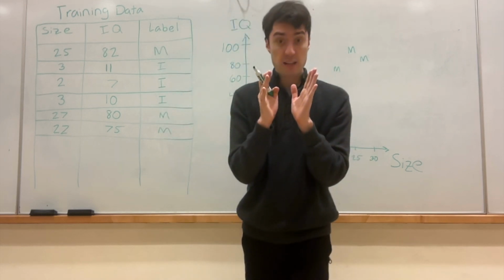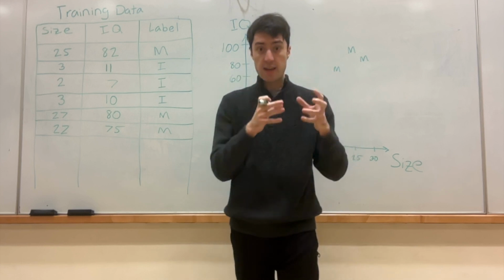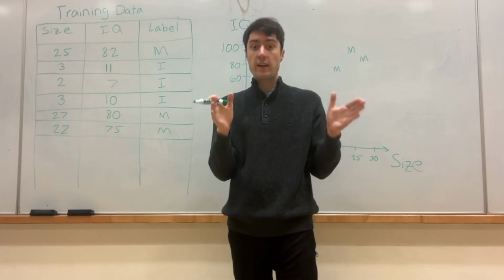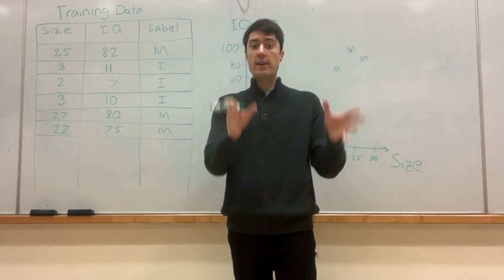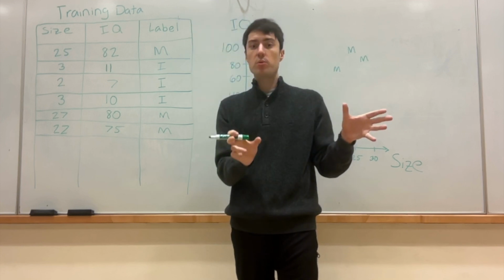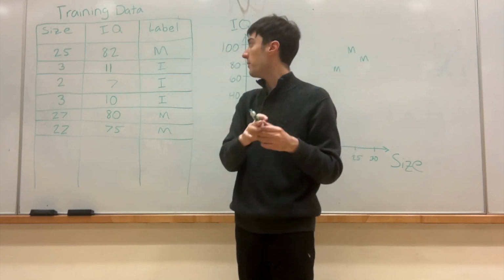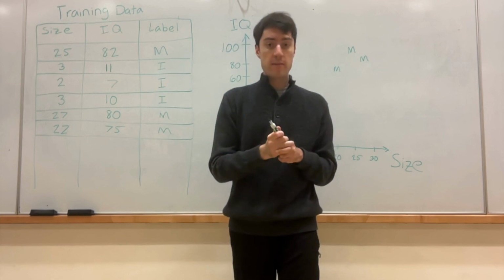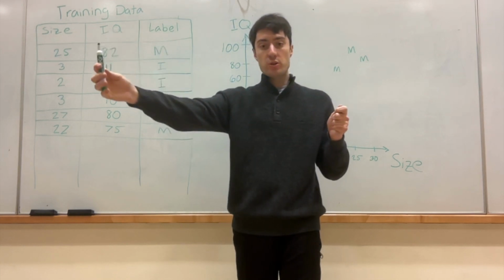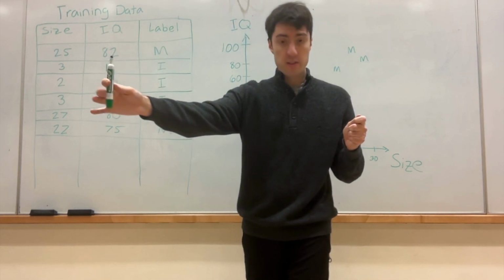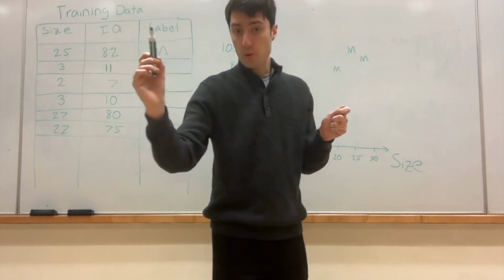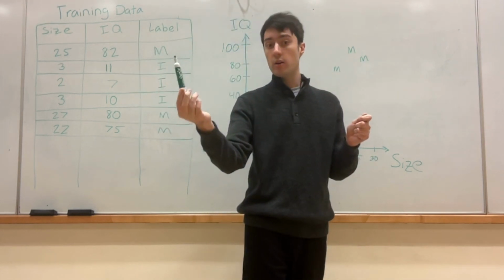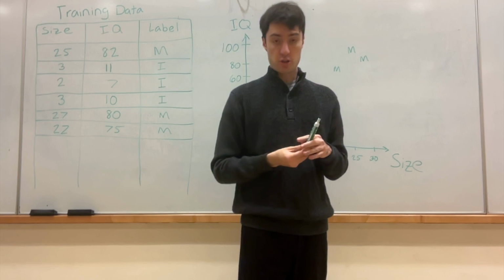Okay, so that's what this algorithm does. It takes in training data, and that training data has the actual classification which belongs to it. Okay, we're going to get to that. Then what you do is you have a new point and you say, okay, with this new point, I want to be able to determine what class it belongs to.